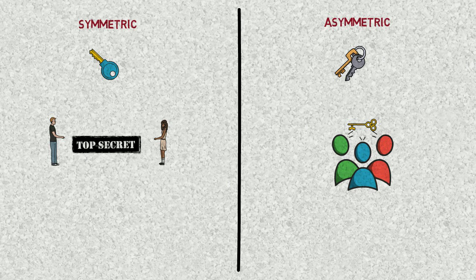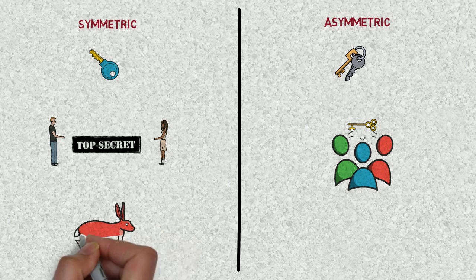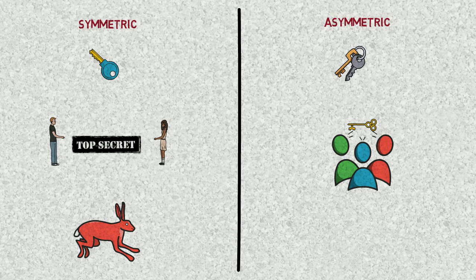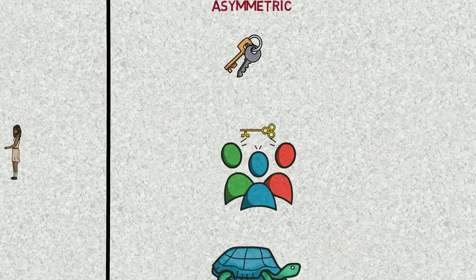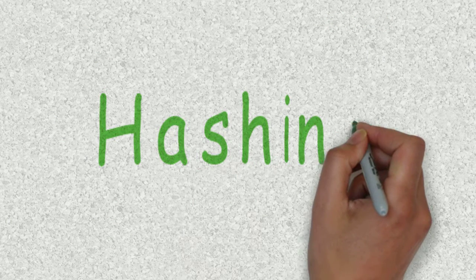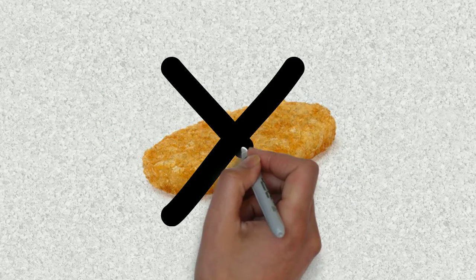Last but not least, symmetric encryptions are generally fast and can be used for large files. On the other hand, asymmetric techniques are based on very complex mathematical problems and thus are generally slower. Now we move on to a slightly different technique called hashing. Don't confuse it with the popular breakfast dish.